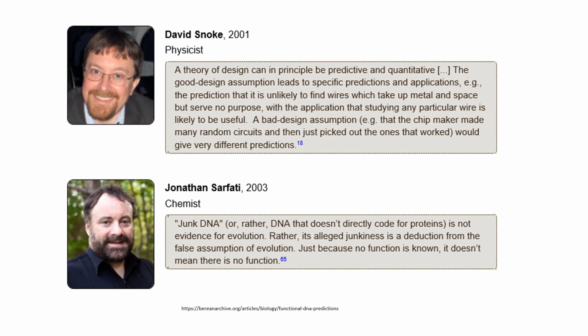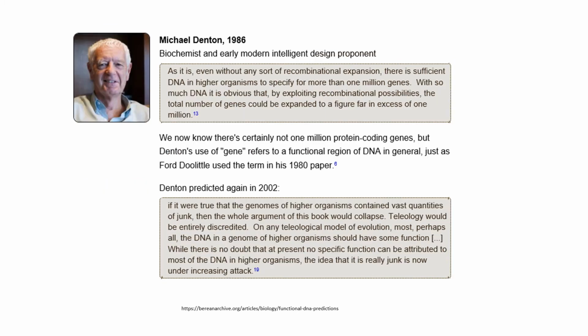that. And then the quote by the chemist Jonathan Sarfati was saying that junk DNA, this idea, quote unquote, junk DNA, is not evidence for evolution. Rather, its alleged junkiness is a deduction from the false assumption of evolution. Just because no function is known, it doesn't mean there's no function. And so we see long before the junk DNA hypothesis was dismantled, scientists who believed in intelligent design predicted that even though it seems that this DNA is non-functional, if we believe in intelligent design, we have to believe that it will turn out to have a function.